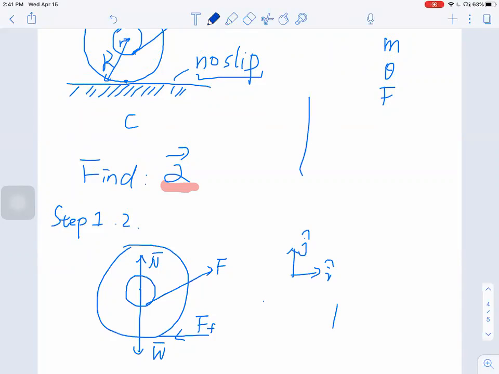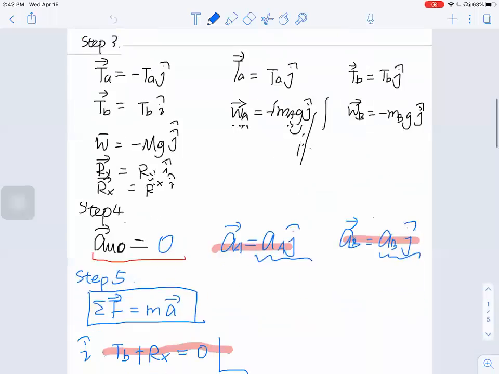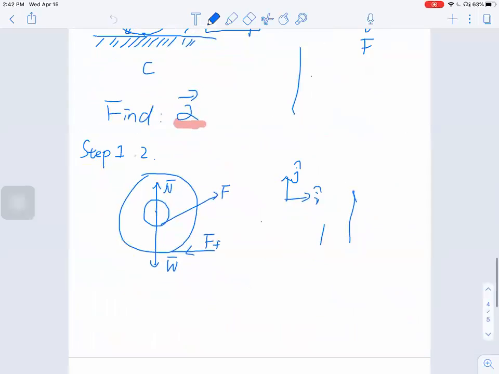Oops. Excuse me, I think this app has crashed again. Okay, so now we have steps 1, 2.